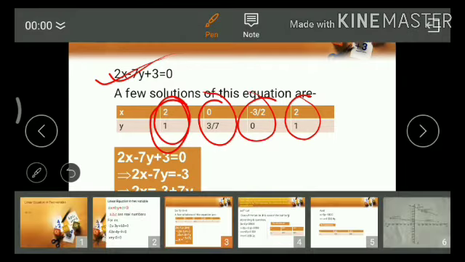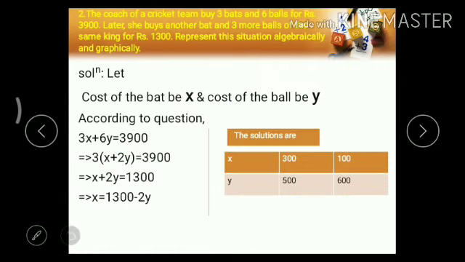Now let us proceed to the exercise. This is from exercise 3.1, question number 2, that we shall be discussing today. The coach of a cricket team buys 3 bats and 6 balls for rupees 3900. Later she buys another bat and 3 more balls of the same kind for rupees 1300. Represent these situations algebraically and graphically. Algebraically means you have to write using x and y, and graphically means you have to draw a graph.